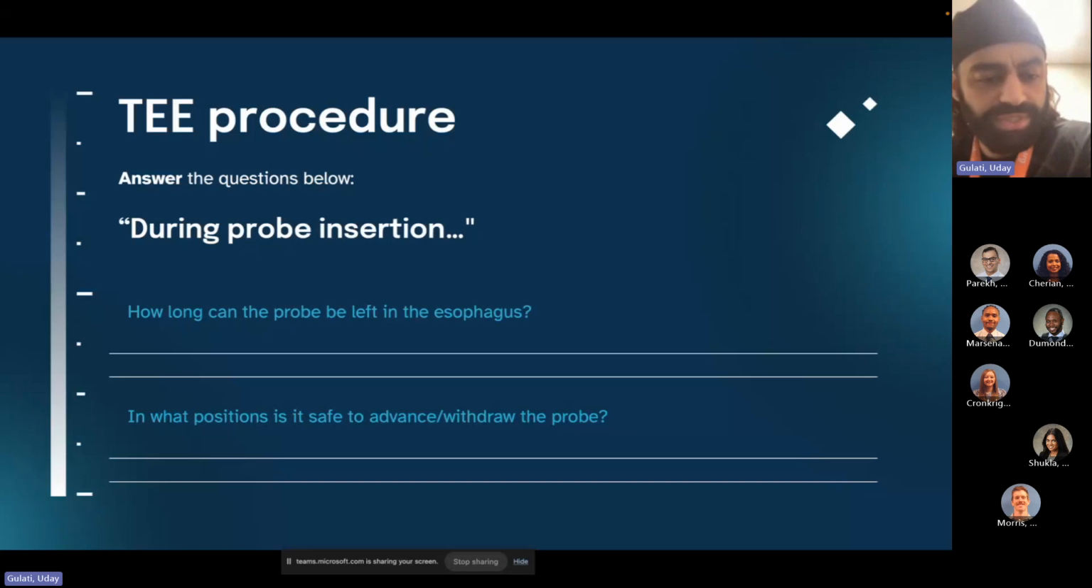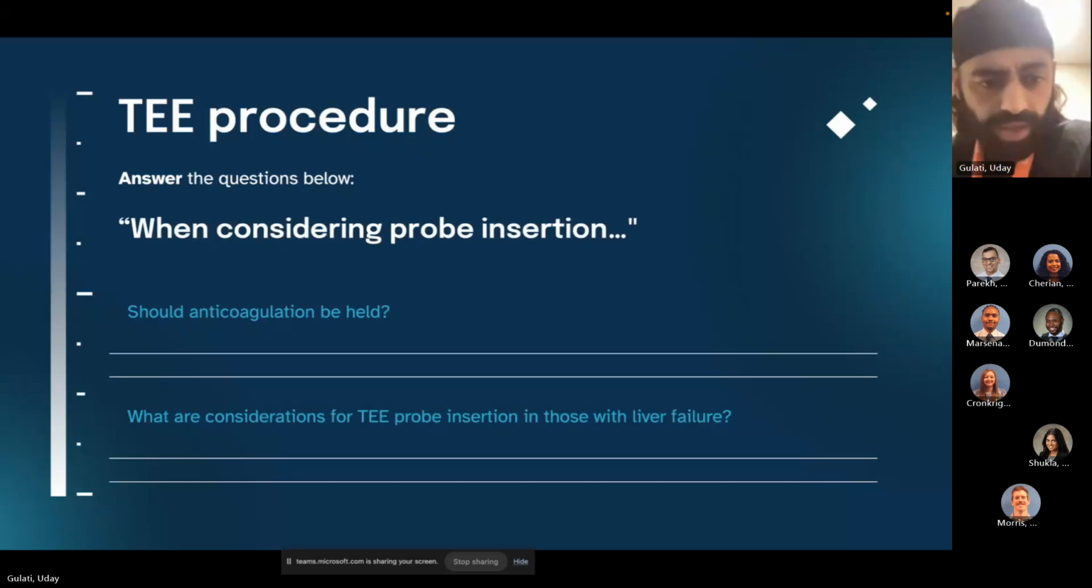And then, in what positions is it safe to advance and withdraw the probe? Generally it's deemed safer that you put the probe back in that neutral position, so there's no anti-flex or retroflex. Obviously, if you made any maneuver with lateral flexion, then you fix that before you continue to advance or withdraw the probe.